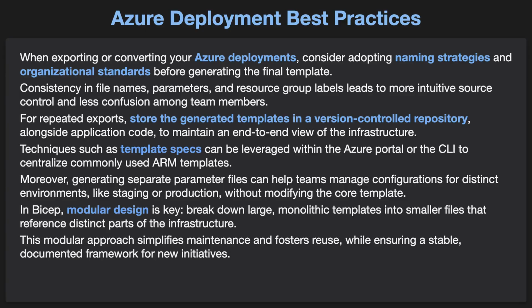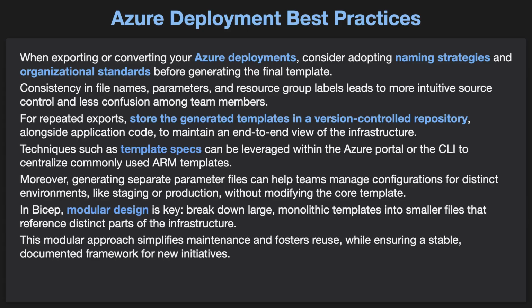When exporting or converting your Azure deployments, consider adopting naming strategies and organizational standards before generating the final template. Consistency in file names, parameters, and resource group labels leads to more intuitive source control and less confusion among team members. For repeated exports, store the generated templates in a version-controlled repository alongside application code to maintain an end-to-end view of the infrastructure. Techniques such as template specs can be leveraged within the Azure portal or the CLI to centralize commonly used ARM templates. Moreover, generating separate parameter files can help teams manage configurations for distinct environments, like staging or production, without modifying the core template.